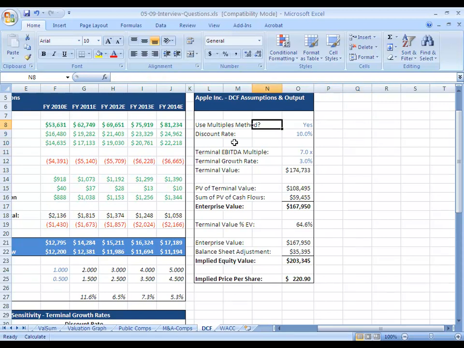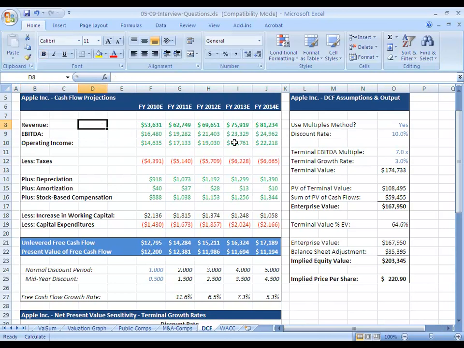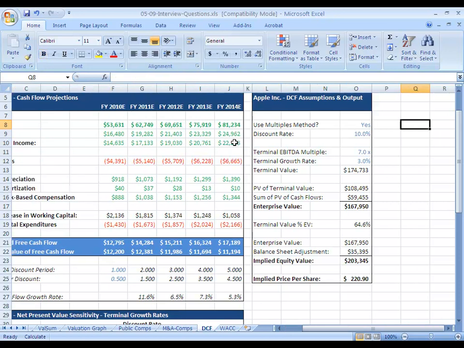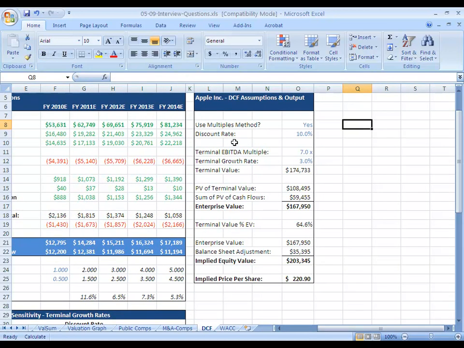Another question you can get is, what do you do in a DCF if you don't trust the company's projections? So if you don't believe that they can really hit these revenue or EBITDA numbers, what can you do? There are really a couple answers to this. One is that you could just discount them yourself. So you could just say, we don't believe that you're going to hit 81 billion in revenue, so we're going to discount this by 10%, let's say, each year. And so you'll only hit 73 billion in year 5, for example.